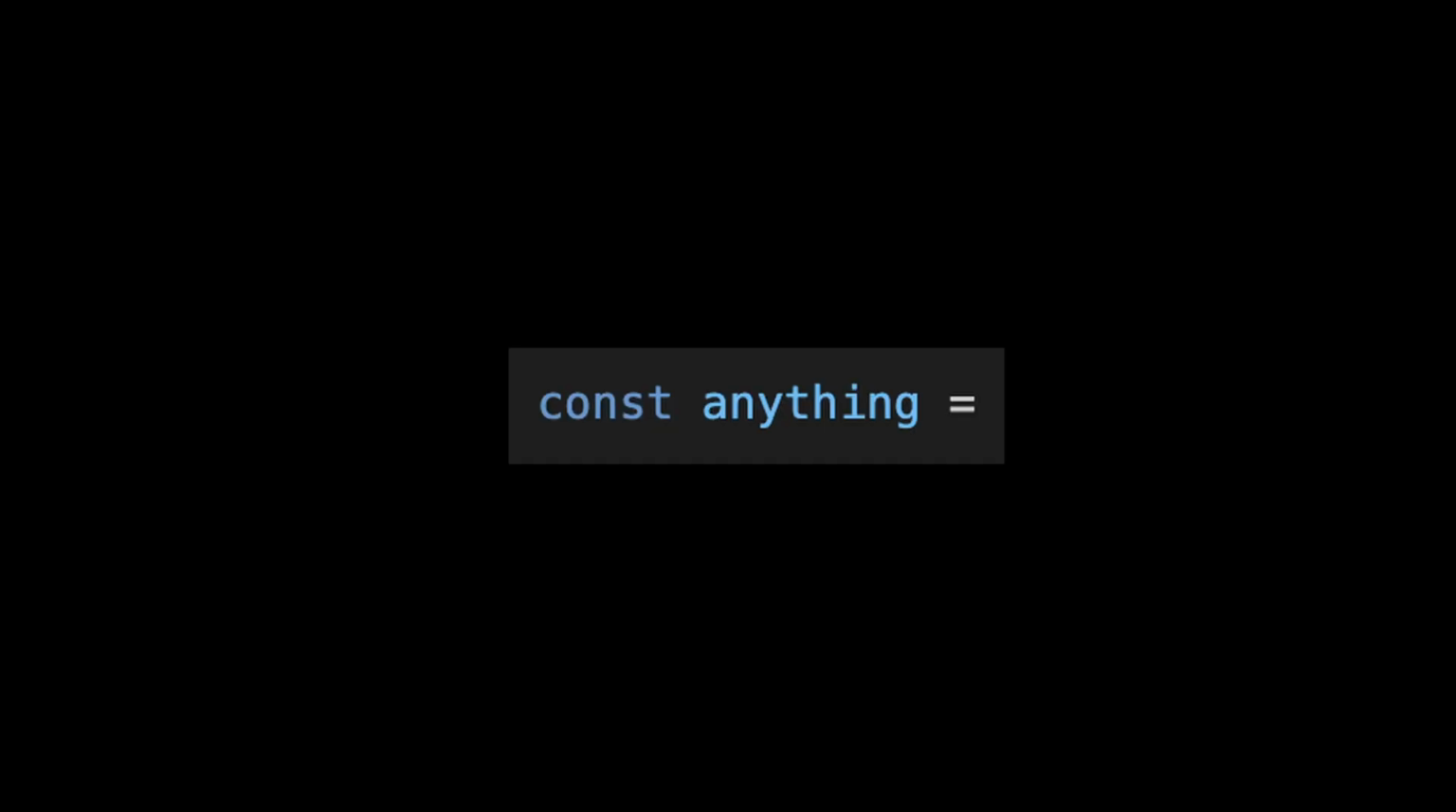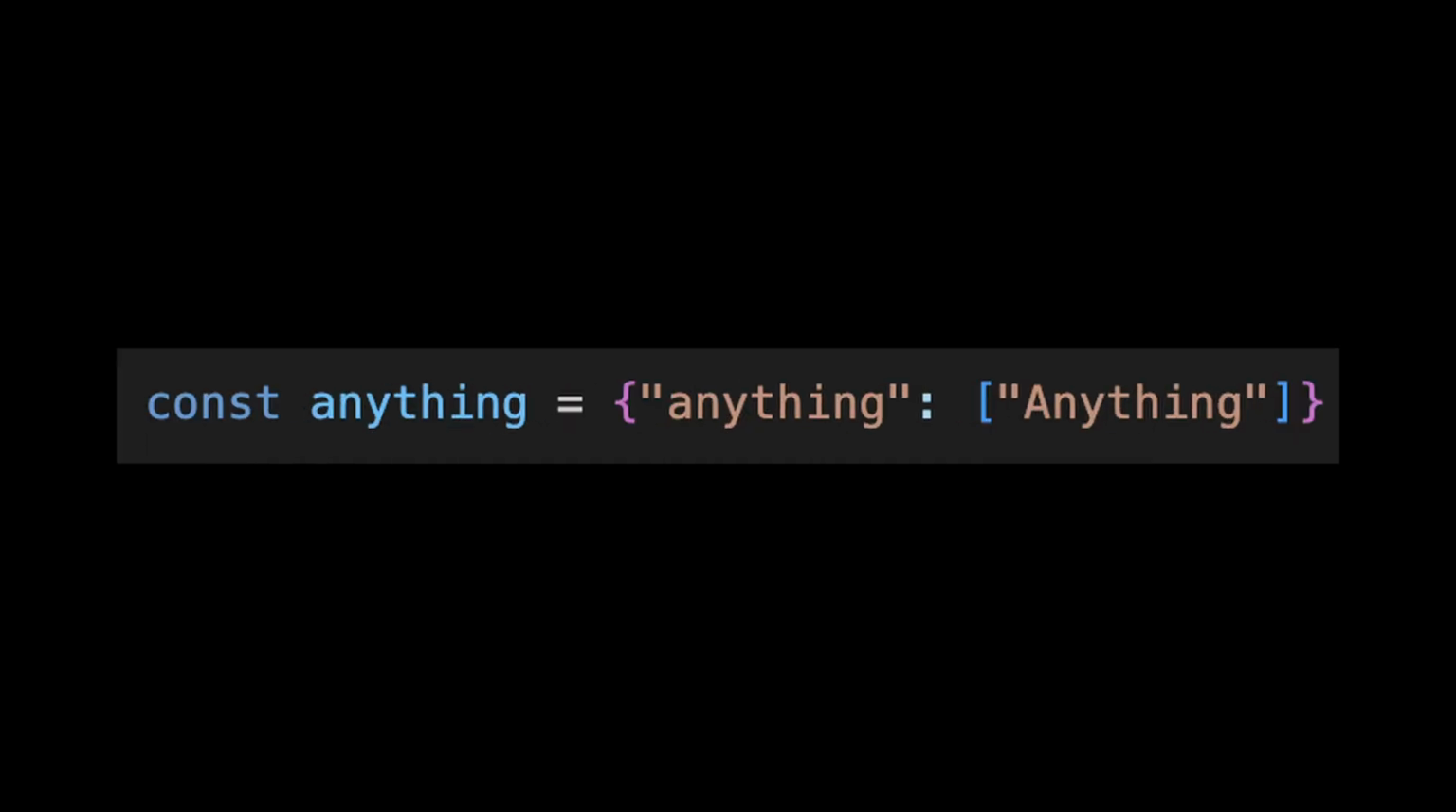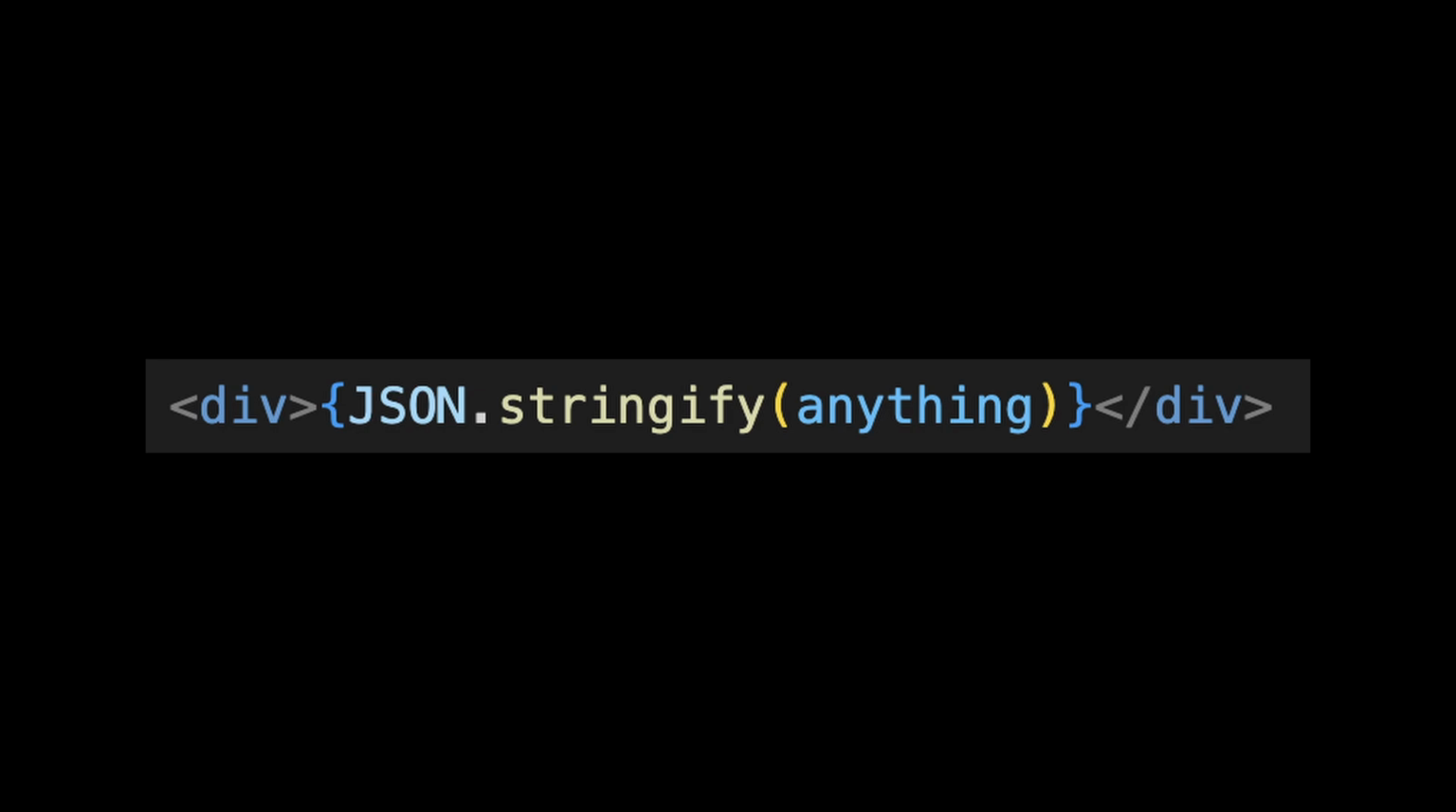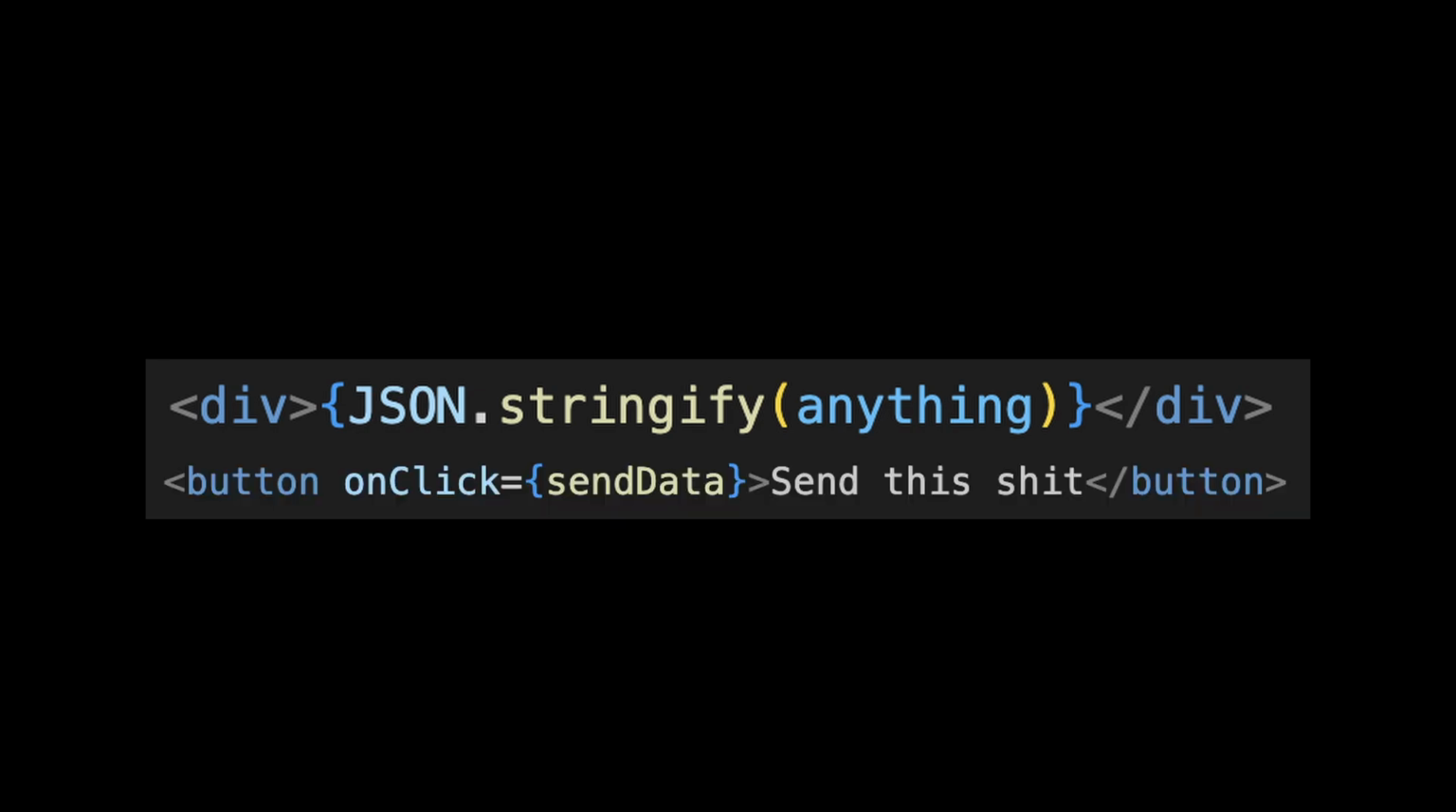To send data from React to Express, we first have to create the data. For the sake of creating, create anything. Anything can be anything. Next, make a simple div to write contents of anything. Below it, make a button, and on clicking it, run a function sendData.